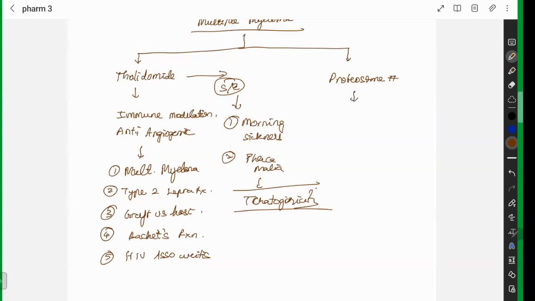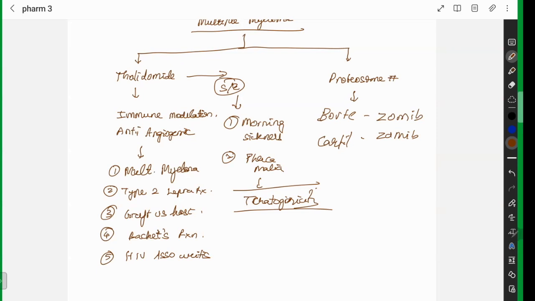Remember, you are going to recognize proteasome inhibitors by the word zomib. Anything that ends with zomib is going to be a proteasome inhibitor. What are the two proteasome inhibitors? Number 1 is bortezomib. Number 2 is carfilzomib. These are the two drugs used as proteasome inhibitors. A very important point which you must understand.